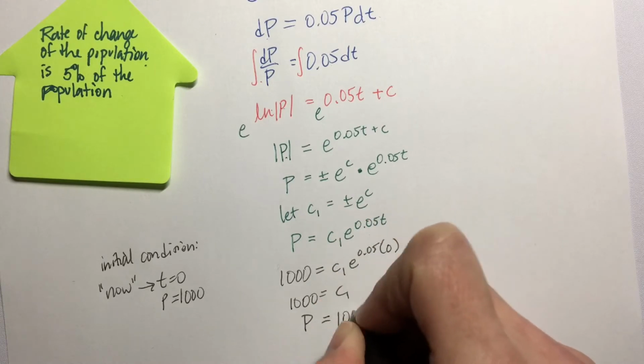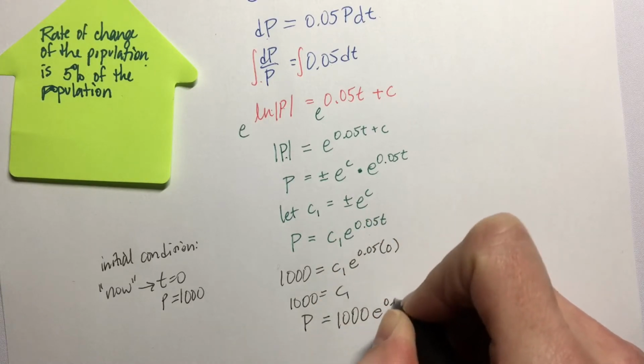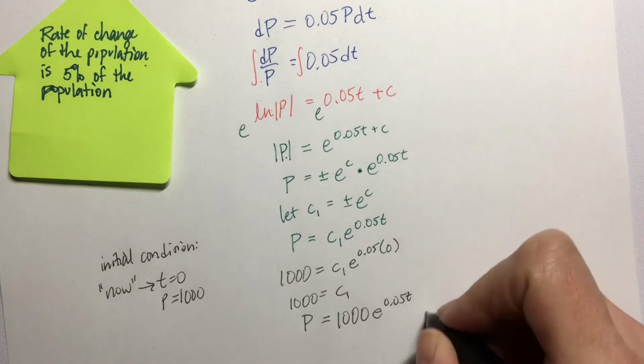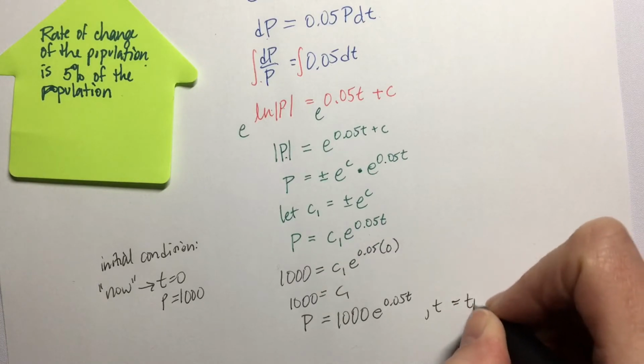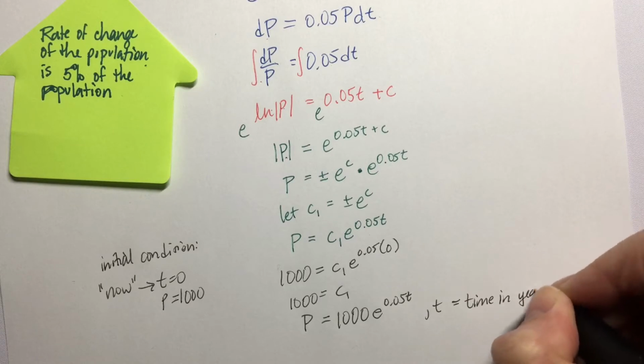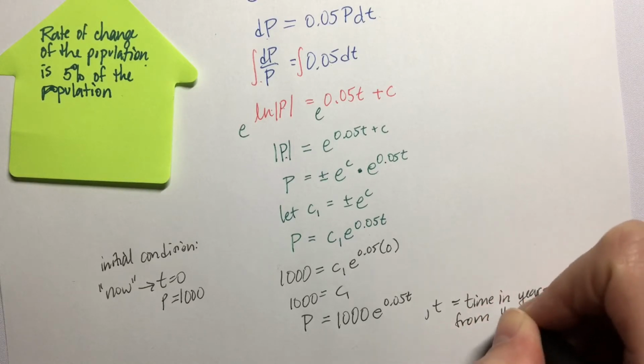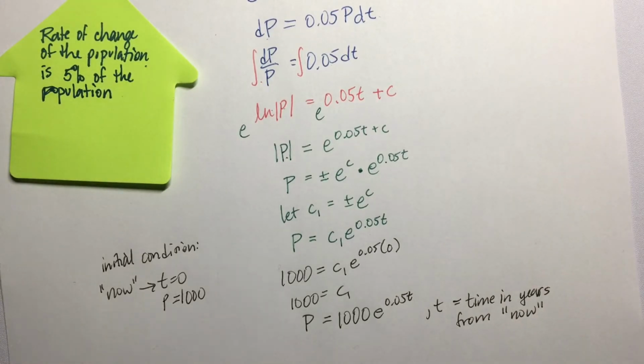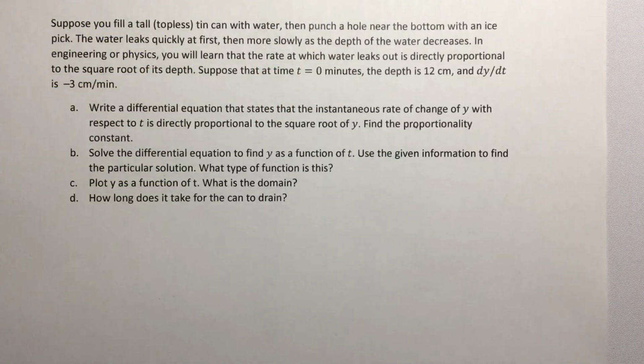And here's our equation, 1,000 times e to the 0.05 t, where t is time in years, from, I'm just going to add quotes on that, now. So that is our first differential equation. And we will continue with another example that will be a little more complicated than this one. And I'm not saying this isn't complicated, it's just comparatively speaking. So stay tuned.